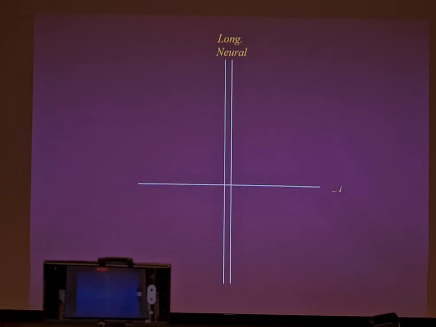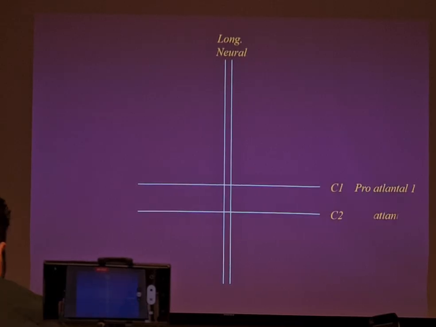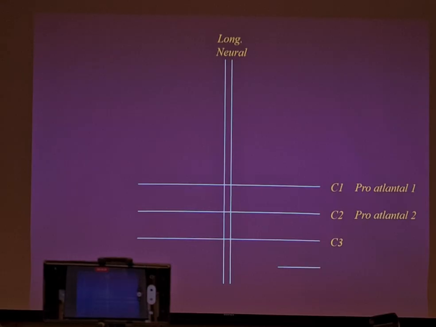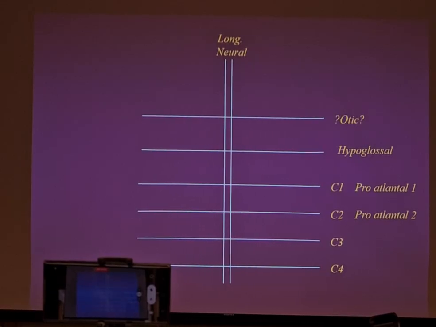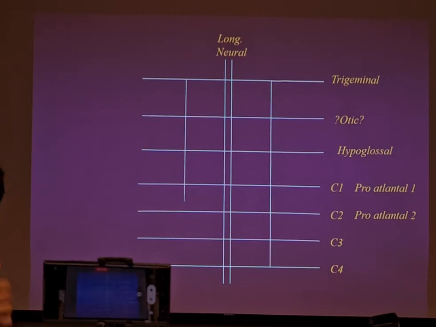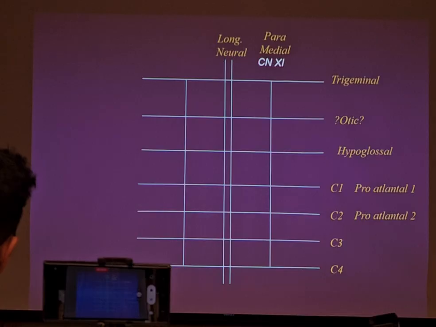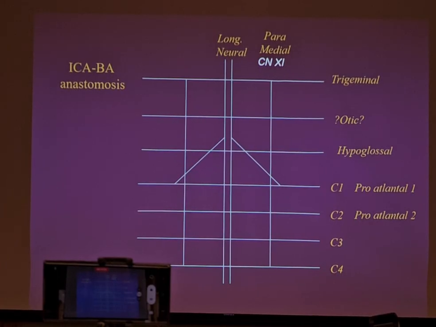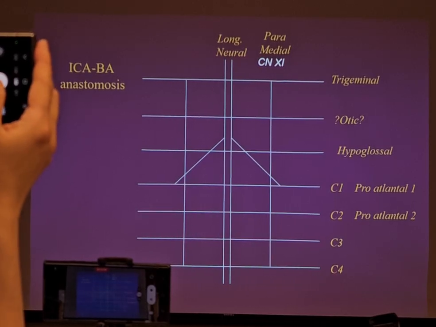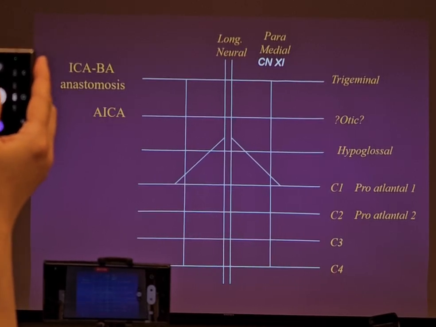So Pierre made a very nice, simple diagram that I highly recommend you try, to understand this area of variation by writing down the possibility of the segmental arrangement of the artery that is fed from C4, C3, C2, C1. C1 and C2 are the pro-atlantal 1, pro-atlantal 2, hypoglossal, otic, and trigeminal. And as I told you, there is a kind of pyramidal axis. And then the equivalent of the trigeminal later on will be the internal carotid and basilar anastomosis.